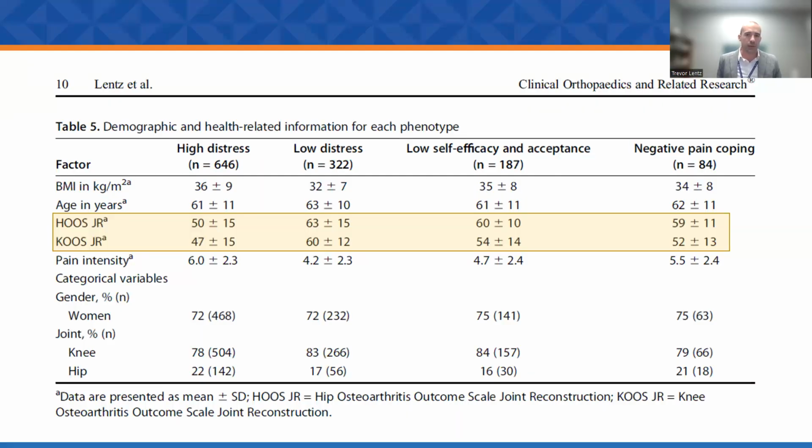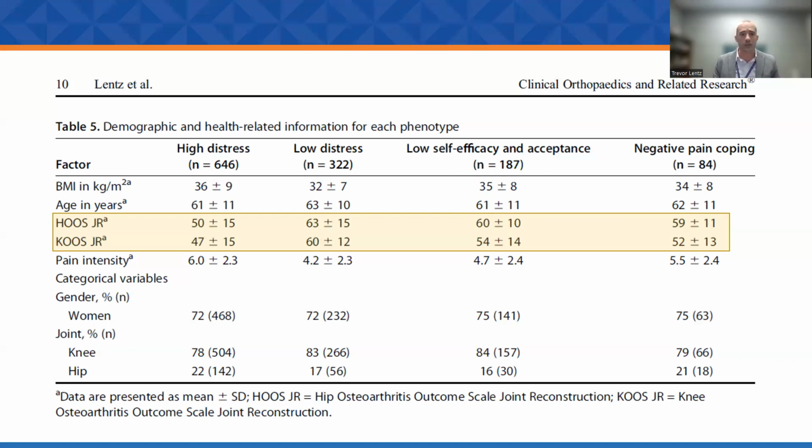I want to drill down a bit into those different phenotypes to show you how they presented with some other characteristics. So we really didn't see major differences between these groups when you look at BMI, age, or gender by joint. But where we did see differences, and you probably expect this, is in their pain intensity, and also their self-reported function.